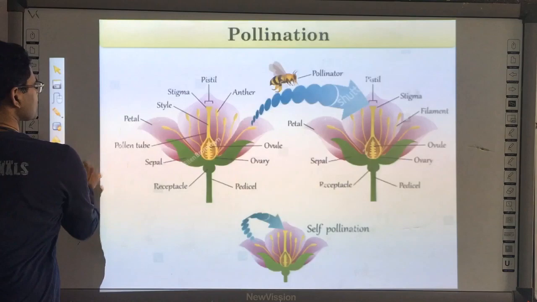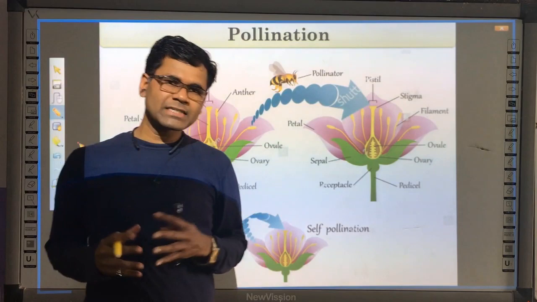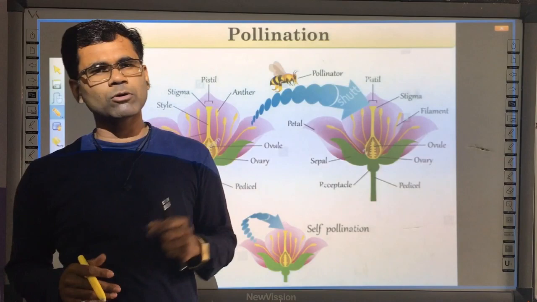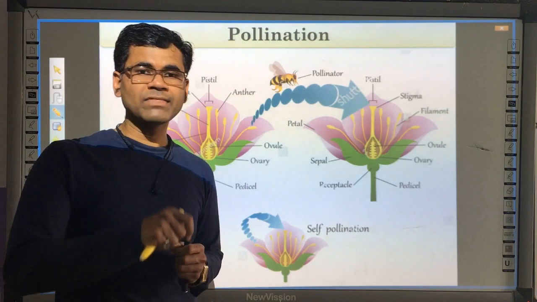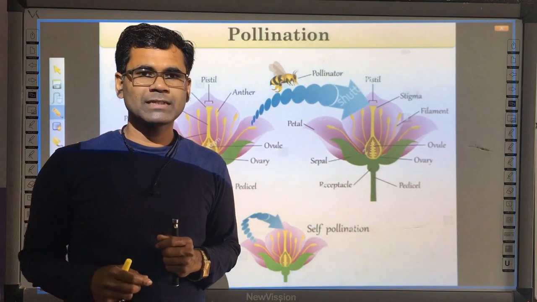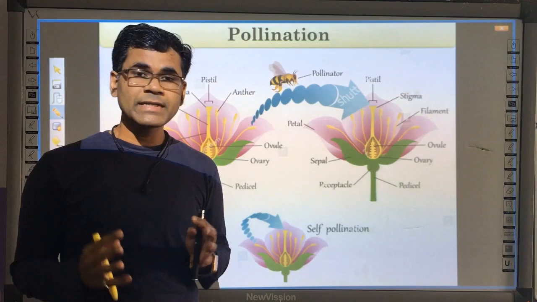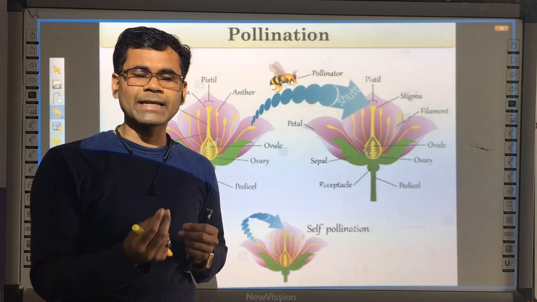Well, as far as the pollination definition is concerned, I think you all have studied about this in your previous classes. Pollination can be defined as the process of transfer of pollen grains from anther to stigma. From anther to stigma. This simple process is called pollination. Pollination is a physical phenomenon. That means a pollen grain transferred from anther rests on stigma physically.